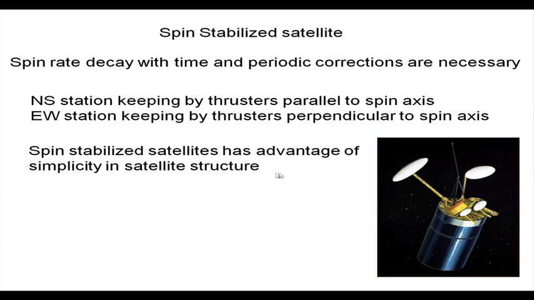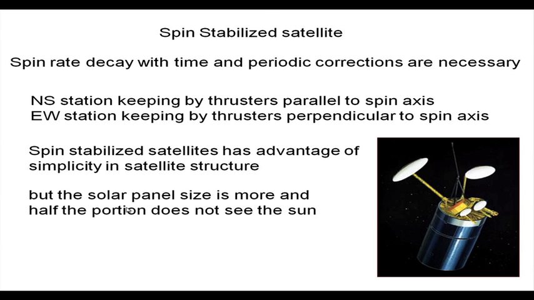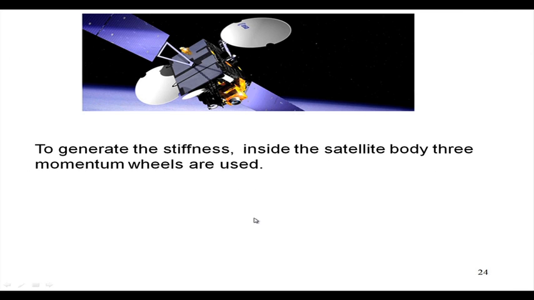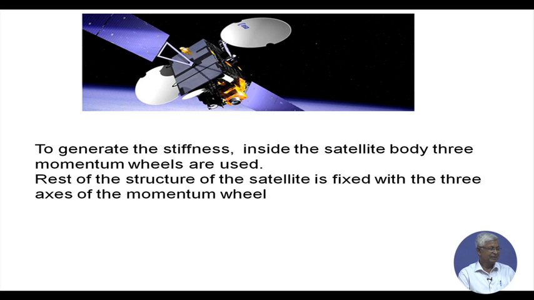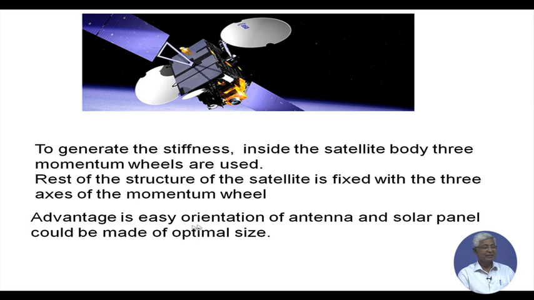Okay. And then spin stabilized satellites have the advantage of simplicity, but have the problem that the solar panel size is larger, and half of the solar panel does not see the sun at a time. So to generate this stiffness, we can think of another technique: inside the satellite body, 3 momentum wheels in 3 different perpendicular axes can be used, and they will maintain the 3 axis stabilization. The rest of the structure of the satellite is fixed with the 3 axes of the momentum wheel using the slip ring technique itself.